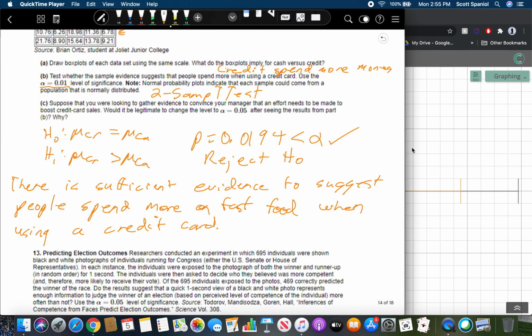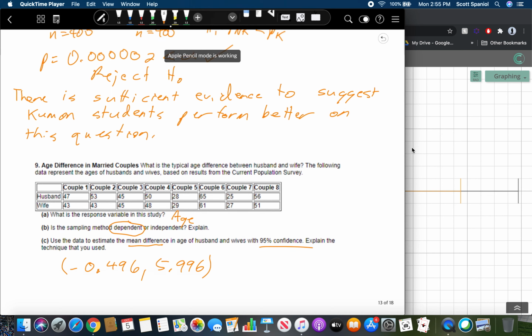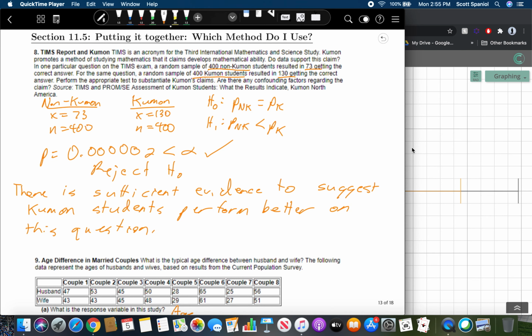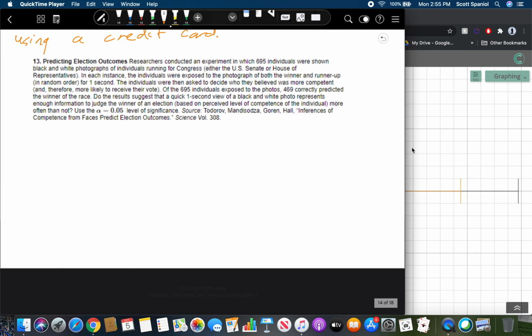So there's one example so far of each. We've got a 2-sample t-test, we've got a dependent one, and we've got a proportions problem. So there's 3 examples. So let's keep going to see a few more.